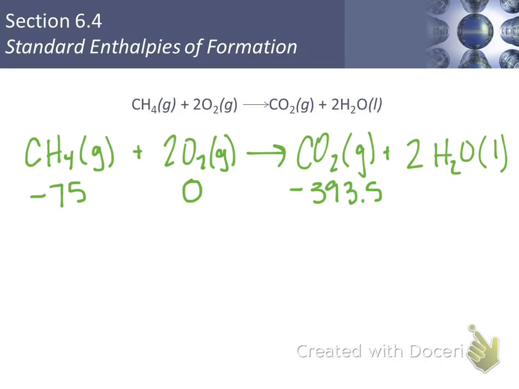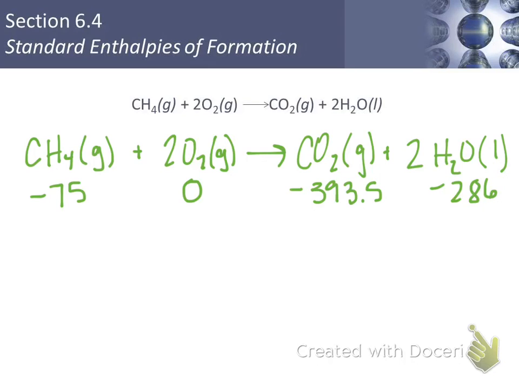And then H2O gives us negative 286. So here's what we do. We're going to add them all together just like we did with Hess's law, except we have to reverse things because these are all heat of formation. These are heat of formation.